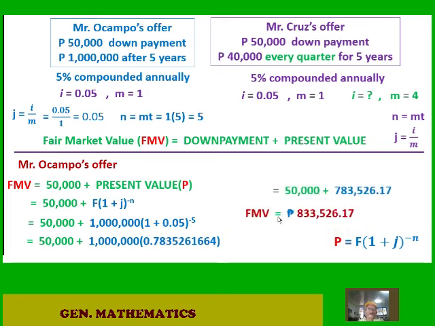So this is the fair market value of Mr. Ocampo's offer. 833,526.17 pesos. After this, let us solve for the fair market value of Mr. Cross's offer.